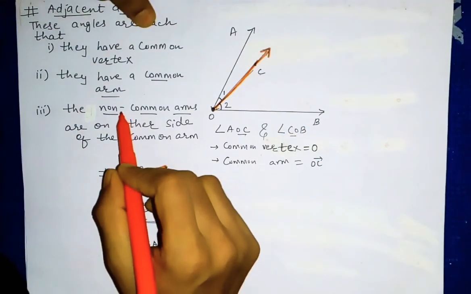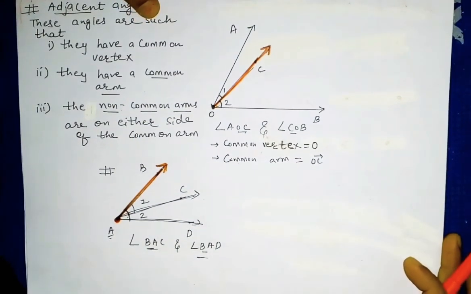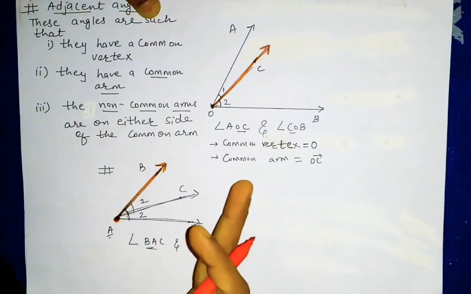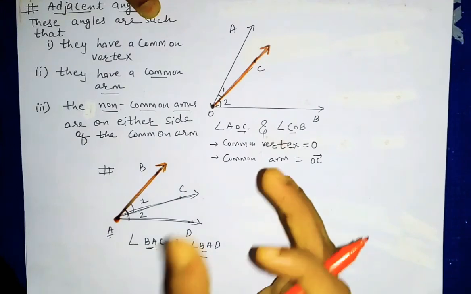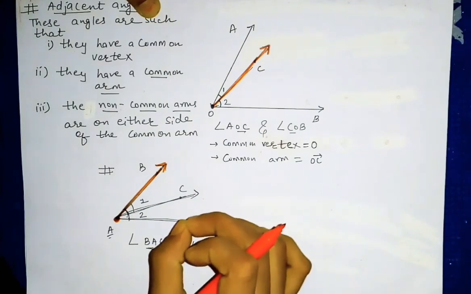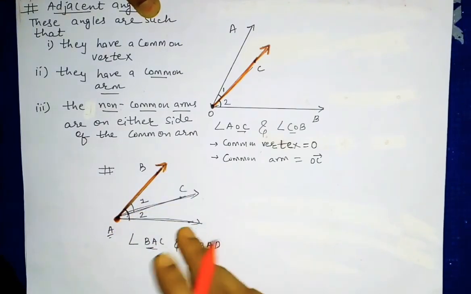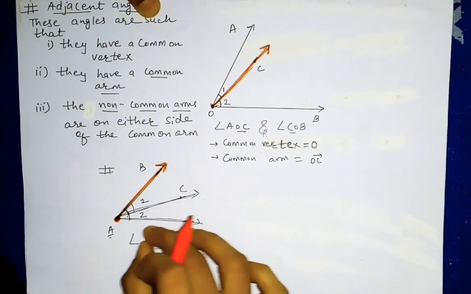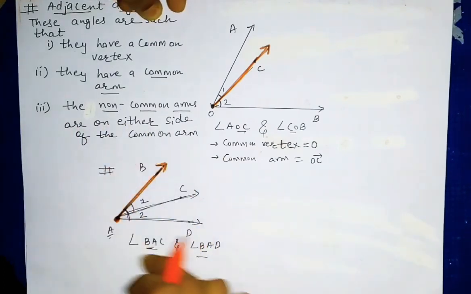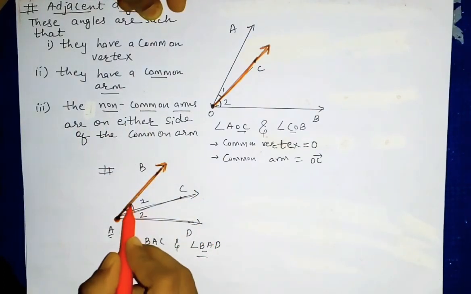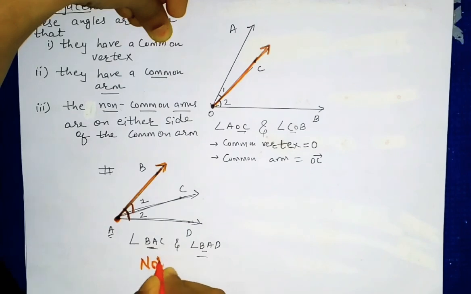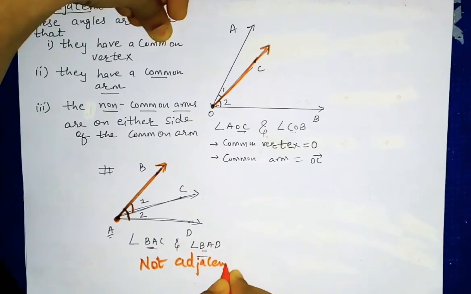Now the third condition: the non-common arm, जो arm common नहीं है, that should be on either side. Either side means इस तरफ एक होना चाहिए और इस तरफ एक होना चाहिए, on either side of the common arm. If we check it in the figure, this is our common arm and these both are not common, but they are given on the same side. They are not on either side. So the third condition is not fulfilled. So this angle BAC and this whole angle are not adjacent. Here they are not adjacent angles.